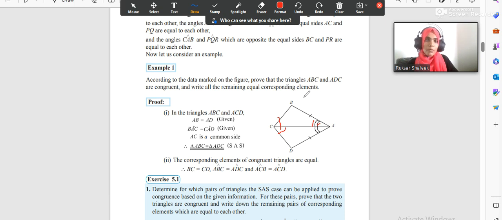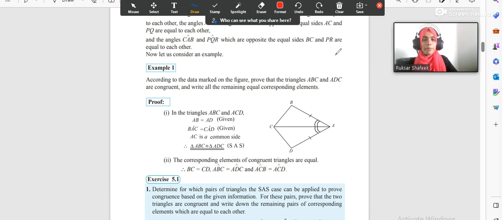So that is where we get the side, and this is the angle, and this is the side again. So, side angle side, and we are done with that question. That is how we need to prove, and once we have proved that two triangles are congruent, the next part that we can say is the remaining elements are equal, right. So we can say that corresponding elements of congruent triangles are equal.